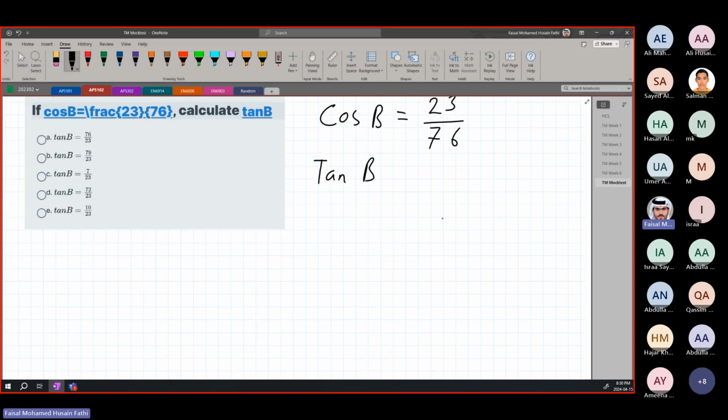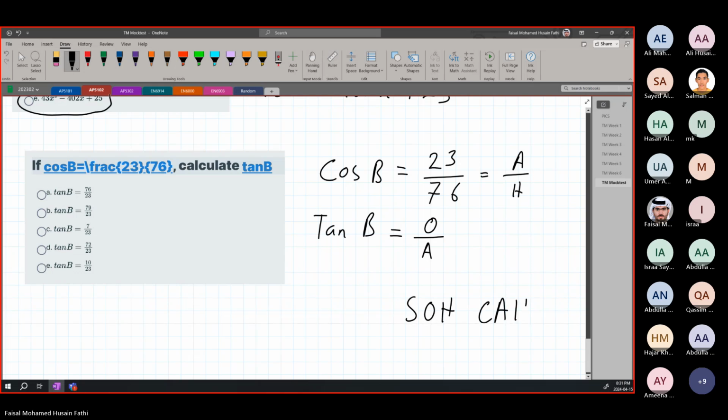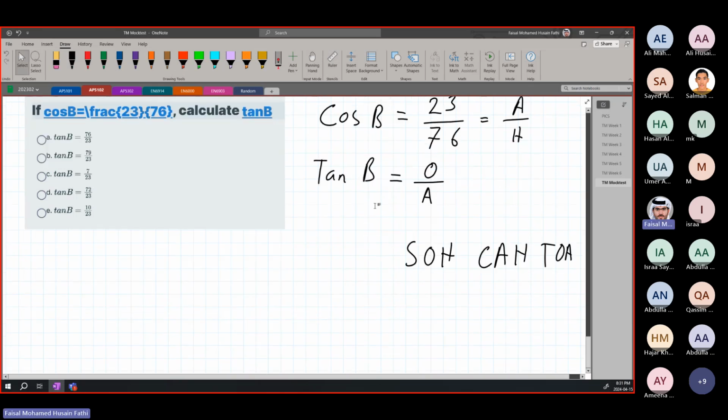Again, remember I showed you two methods last time. I'll just do one method here, which I prefer. Remember that cosine B is equal to adjacent over hypotenuse, and tangent B is going to be equal to opposite over adjacent. How do I know this? SOHCAHTOA.